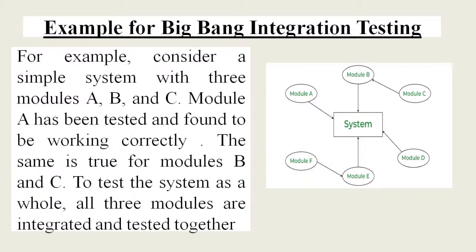After that we can test the system as a whole, all the three modules integrated and tested together. After testing the individual modules or combinations of module A, module B, module C, we combine all of them and then test the application. It will be the Big Bang integration testing. Testing the application with the combination of all of the modules is named as the Big Bang integration testing.